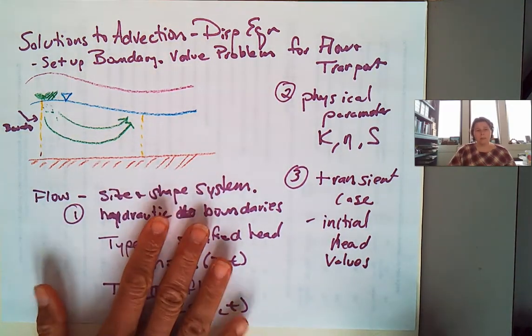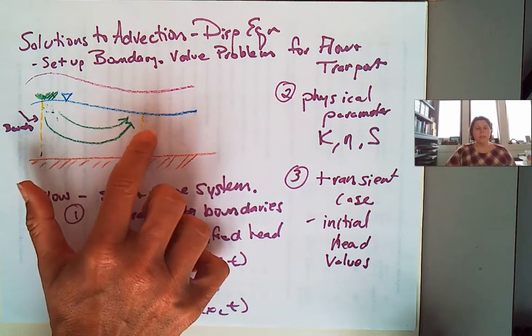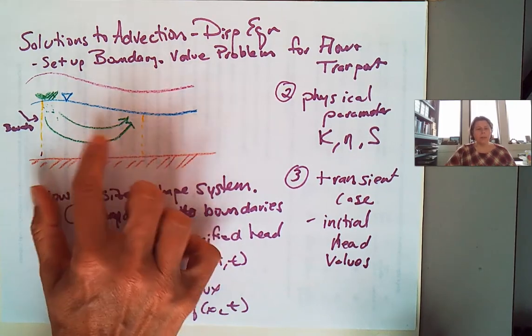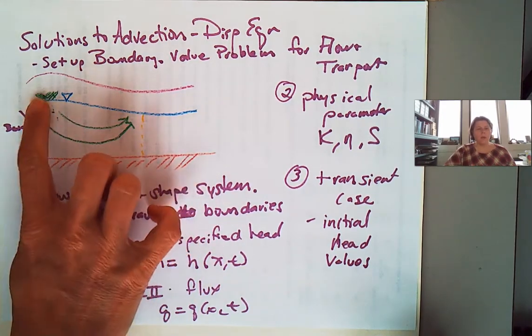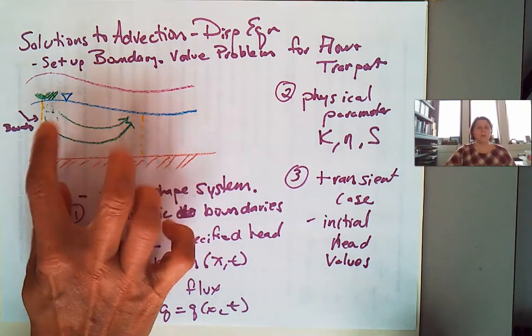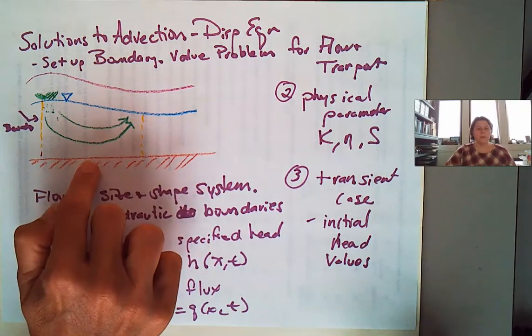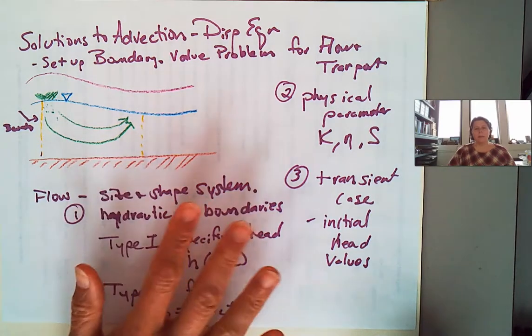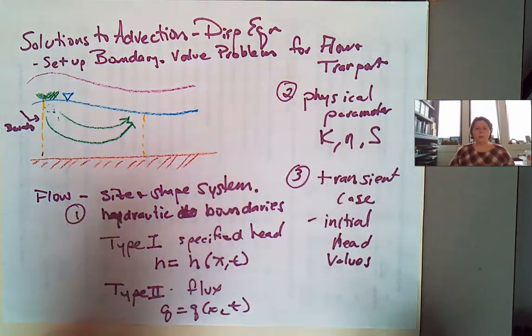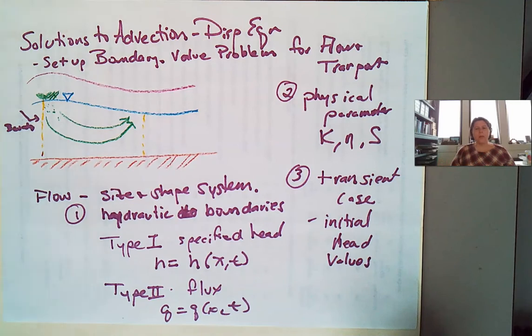We know what types of boundary conditions we have. No flow along this bottom here. We know that groundwater on this side would flow in this direction. So these are boundary conditions, and this is a no flow boundary. We know what all the system is, and we know the initial head values. Then we can go on and solve for flow.